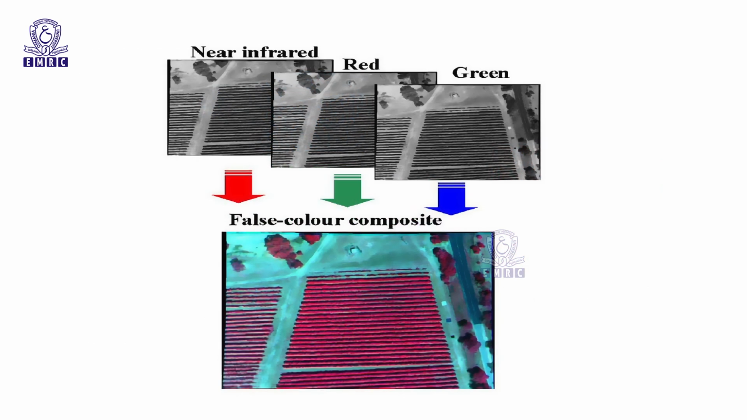The false color composite image does not give the exact picture or view of the Earth's surface like aerial photographs. A lay person cannot visualize anything from the false color image. Only an expert can interpret it.